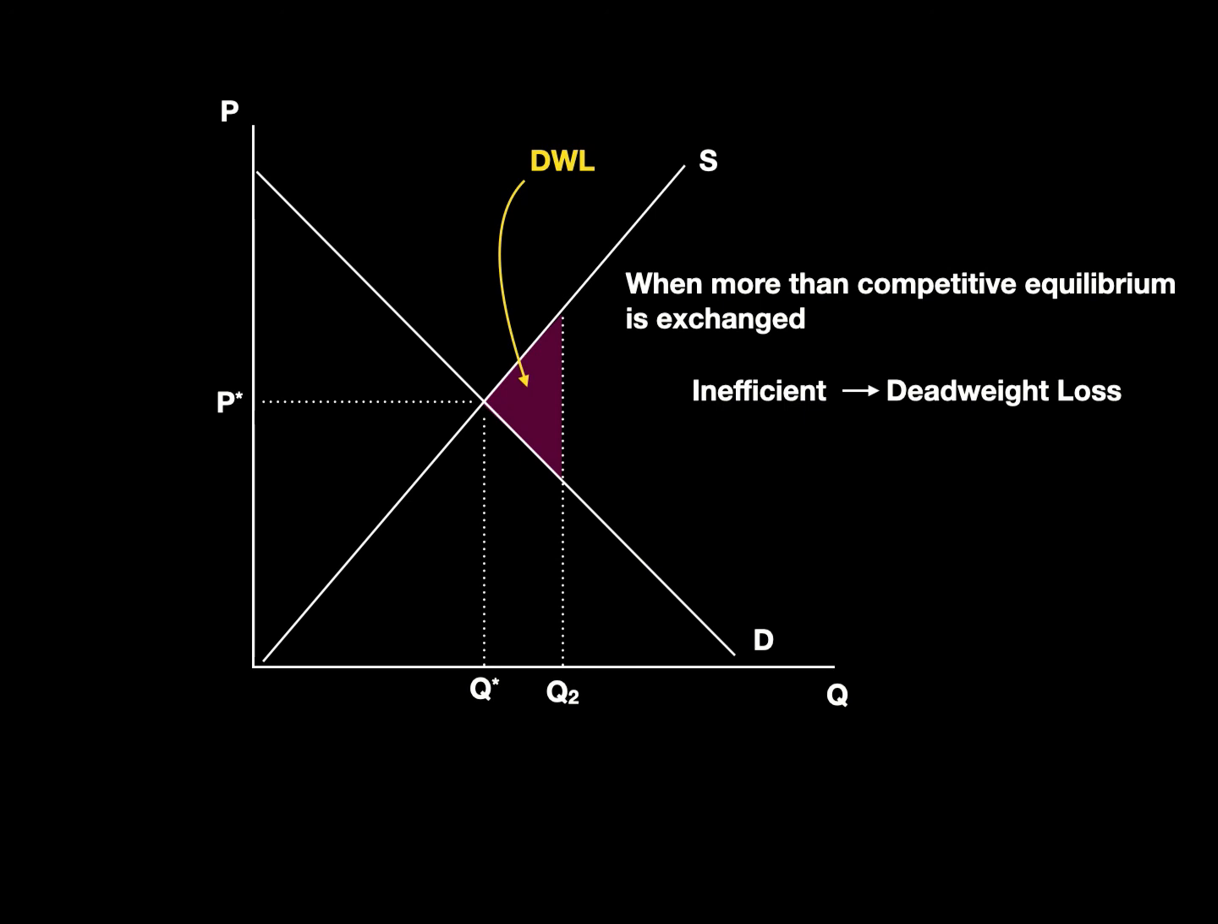As production passes Q star out to Q2, the opportunity cost of production is greater than consumers' willingness to pay. Suppose that this is the market for wheat and the opportunity cost of producing more wheat is less corn. When we produce more than Q star, consumers value the corn they give up for the wheat more than they value the additional wheat being produced. An example of a policy that can create this sort of inefficient outcome is a subsidy.